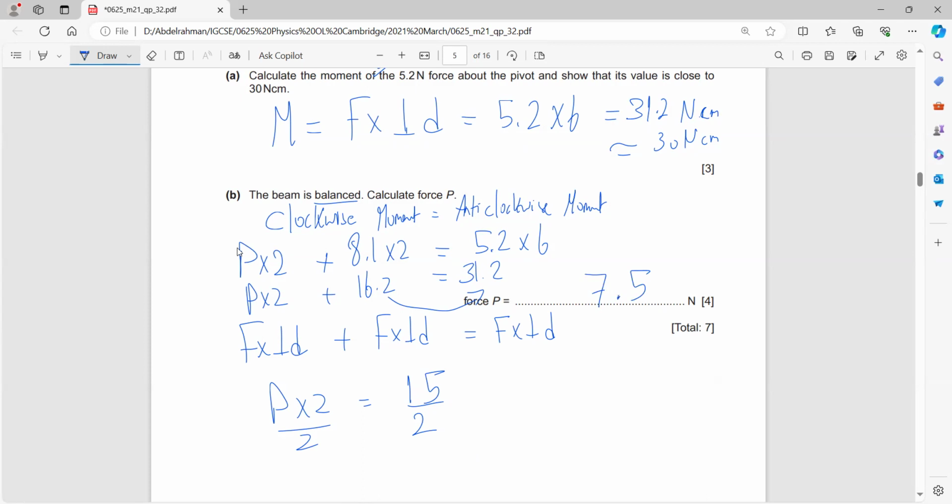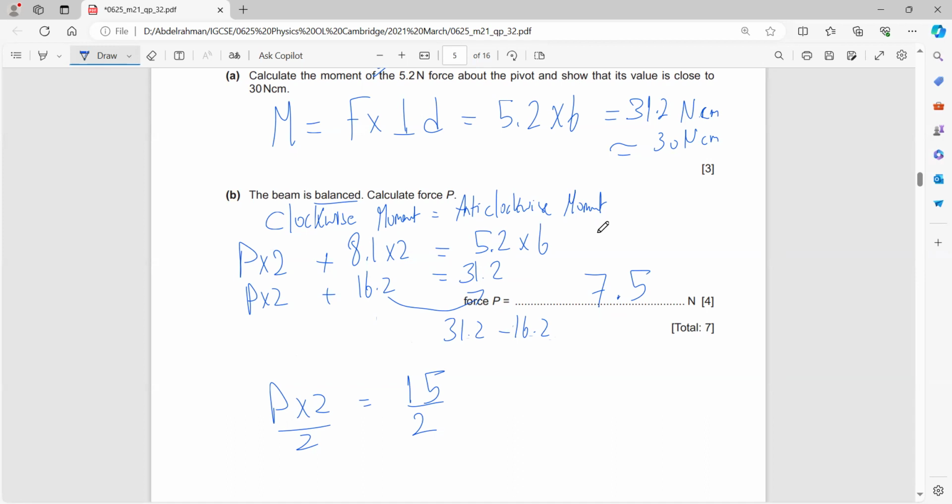Okay, where did we get the 15 from? 31.2 minus 16.2, so that is 15. Why did we subtract? Why didn't we add? Because here it's positive, and when it goes to the other side it becomes negative. Okay, that's it.